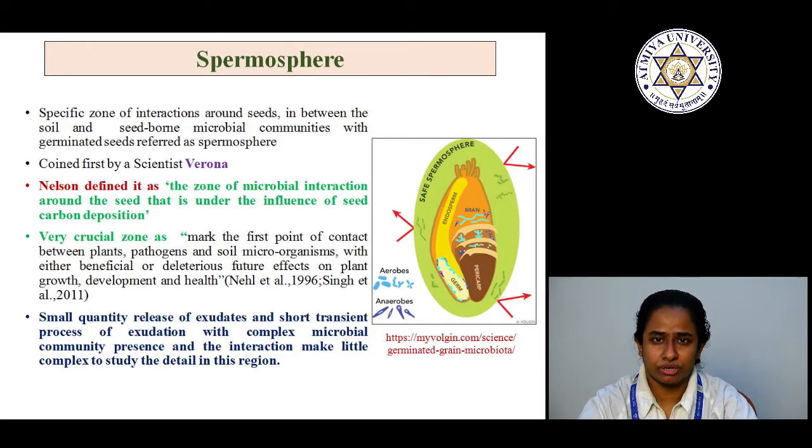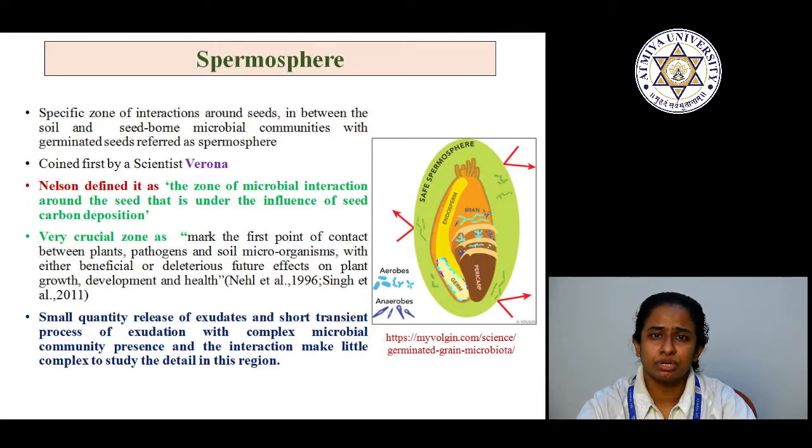Now Nelson, the scientist, has defined this spermosphere as the zone of microbial interaction around the seed which is under the influence of seed carbon deposition. This particular definition you need to remember whenever there is a question to define or elaborate or conceptualize the term called spermosphere. Now in this crucial zone, you can see the high contact between the plants and the pathogens as well as the soil microorganisms, which sometimes have a deleterious effect and sometimes a nutritional effect too.